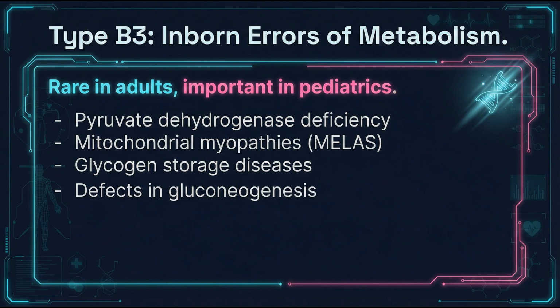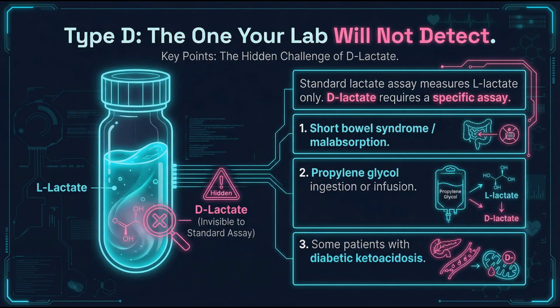While rare in adult critical care, they are important to keep in the back of your mind for the undifferentiated young patient. Now let's talk about type D, D-lactic acidosis. This is the one your standard lab test will not detect. Standard assays only measure L-lactate. D-lactate requires a specific send-out assay.